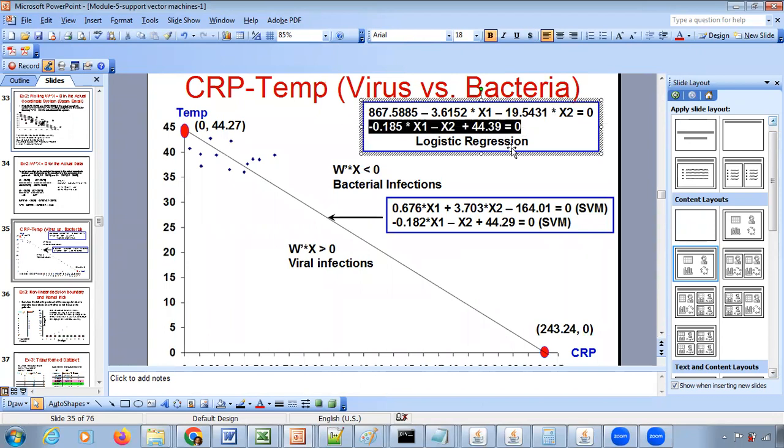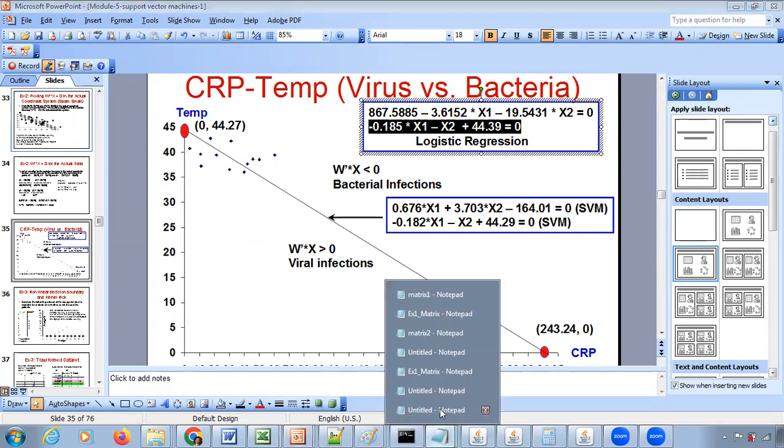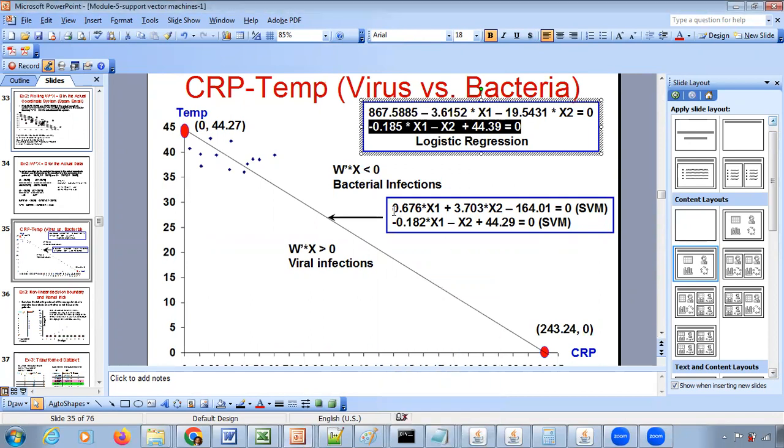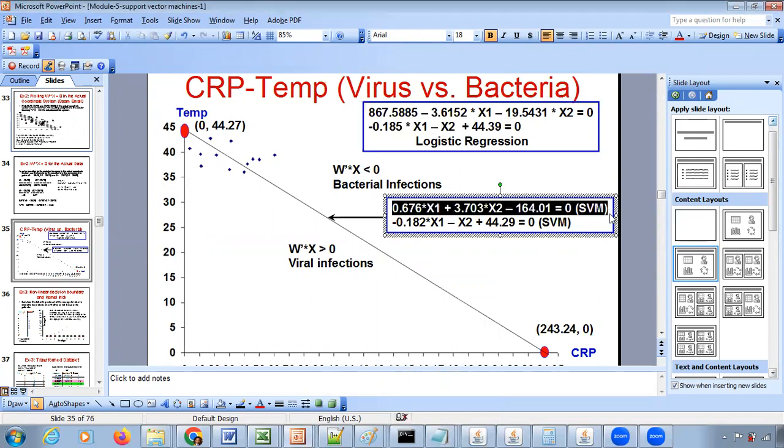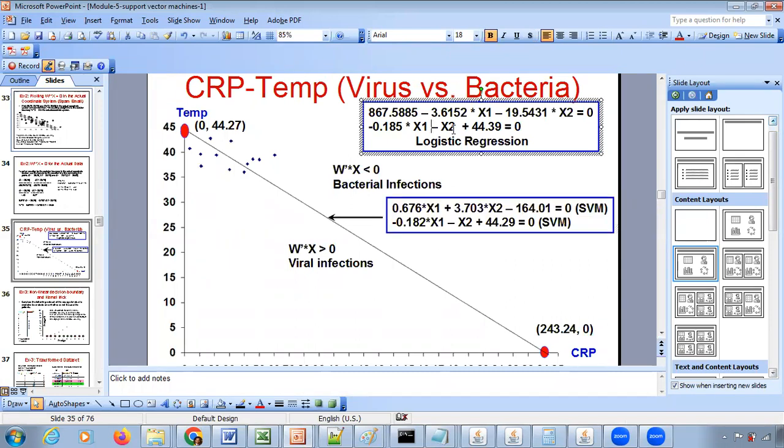For logistic regression, this is the equation we got for the same data set. And we got this 0.676 something, but we can reduce this. Since the coefficient of x2 is -1 here, what we could do is divide this whole equation by -3.703, and that will make this -x2.